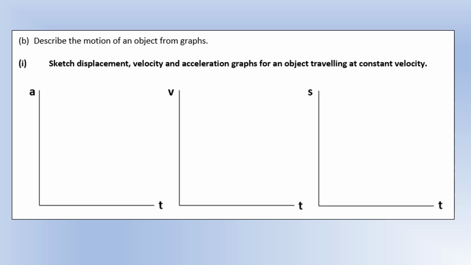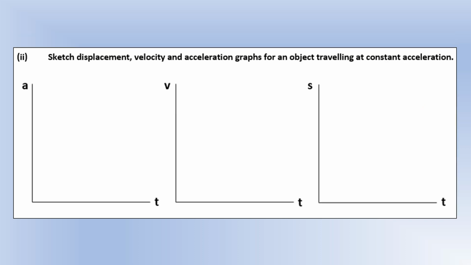Okay, so sketch displacement, velocity, and acceleration graphs for an object traveling at constant velocity. Well, if it's a constant velocity, acceleration is 0. The velocity is constant, a horizontal line, and that would mean that the displacement time graph is a straight line because velocity is the gradient. All right, so nice and easy.